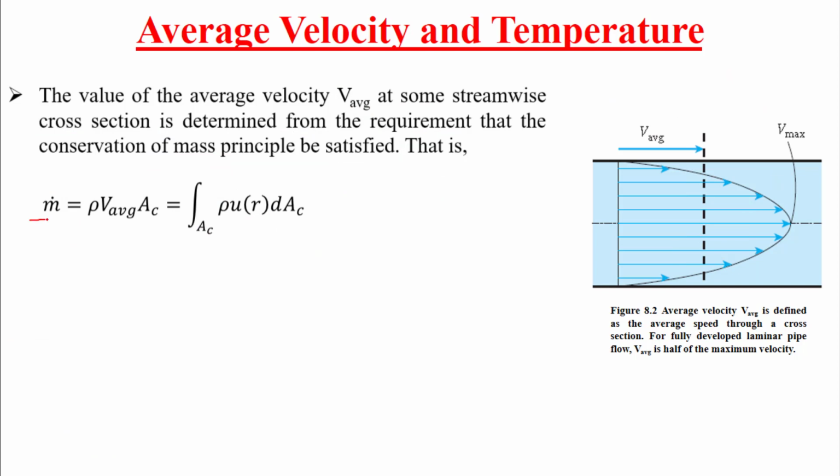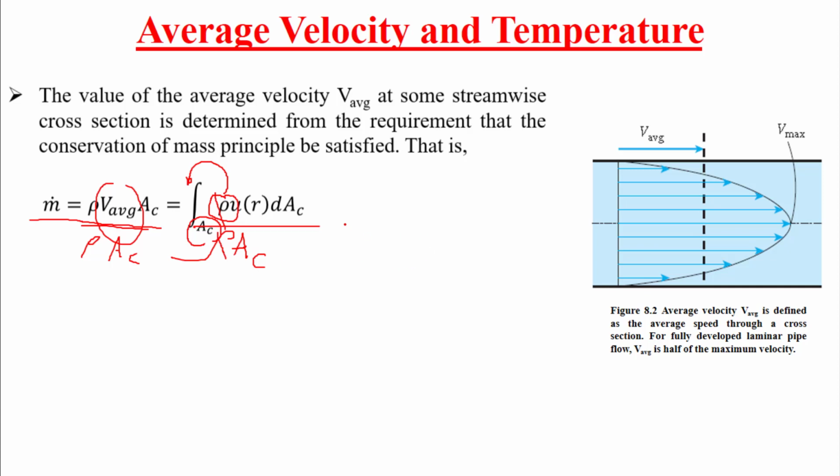So m dot equals rho V average cross-sectional area, which is equal to the integration over the cross-sectional area. Now, in order to find V average, I'll divide both sides of this equation by rho and the cross-sectional area. As I told you at the beginning, once the density remains constant, it will go outside the integration, and I can cancel it out with rho.